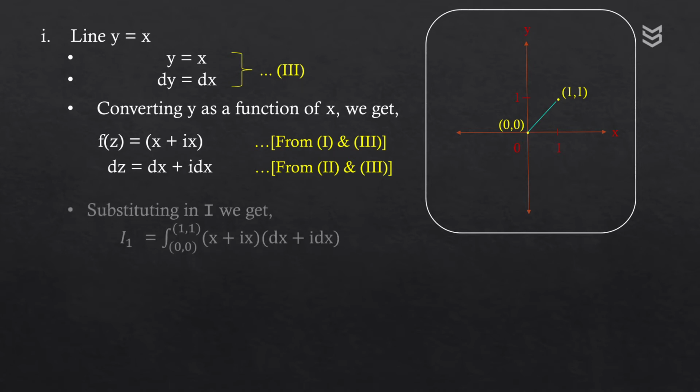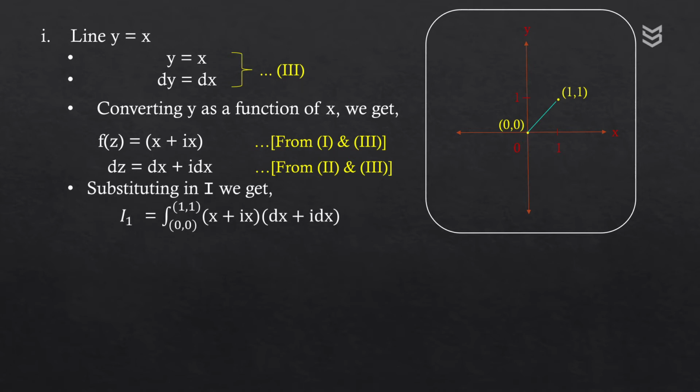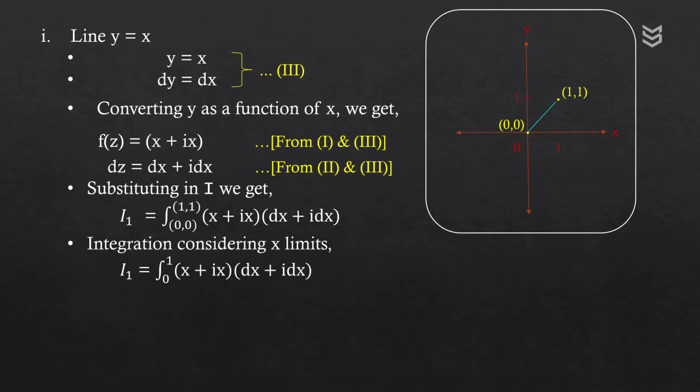In the fourth step, we substitute the converted values in I. In the last step, we consider the limits of the same variable. Here it is x, so we take the x limits 0 to 1, and then integrate further. We take x and dx common from the equation, and then take the constants outside to simplify the equation.